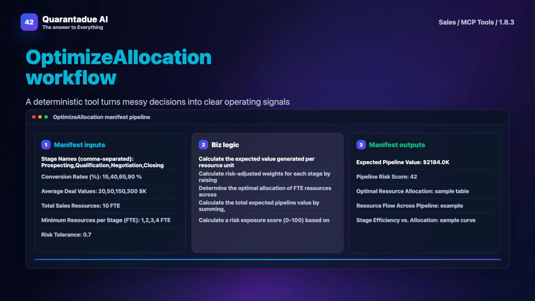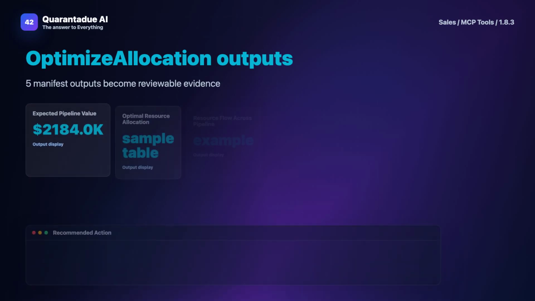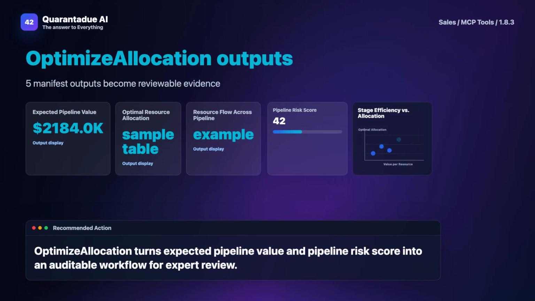So, what does the software actually do? OptimizeAllocation ingests data from your CRM and other sales tools to establish baselines. It then runs calculations to recommend where to allocate sales reps, budget, and time across pipeline segments. The system includes an audit trail for compliance, showing how recommendations are derived. You can also perform scenario modeling to test different strategies, like what happens if conversion rates drop in a particular stage or if you add more resources.